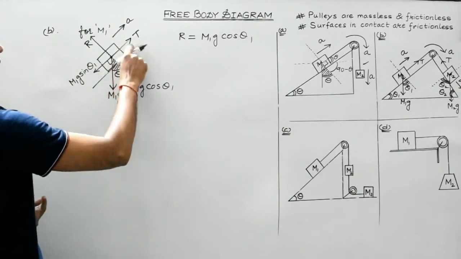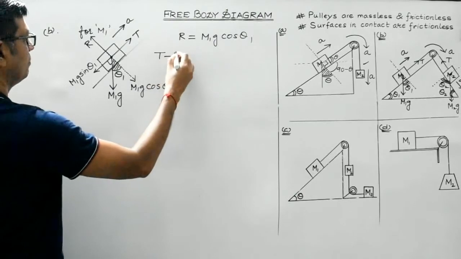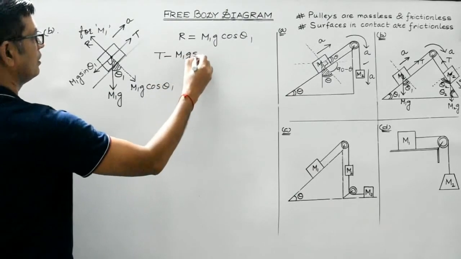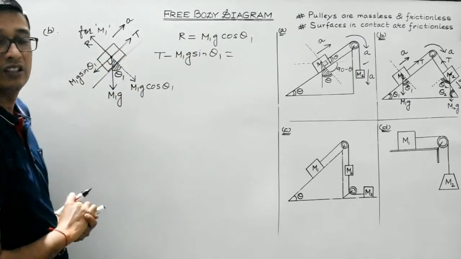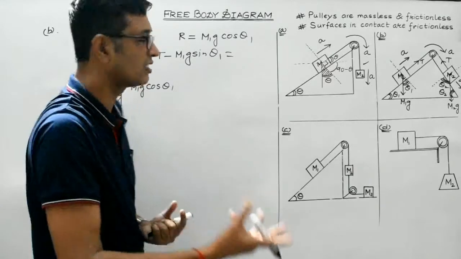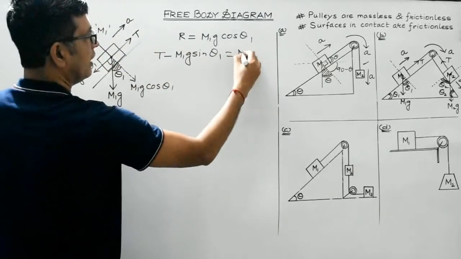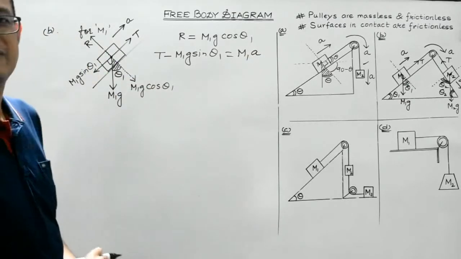And since these two are oppositely directed, what is the net force acting on this body? It will be T minus m1g sin theta 1, isn't it? This is the net force acting on this body. And as per Newton's second law, net force is mass into acceleration. What is the mass of this body? m1. What is the acceleration of this body? a. So this is the equation.